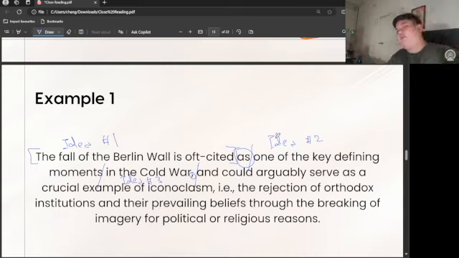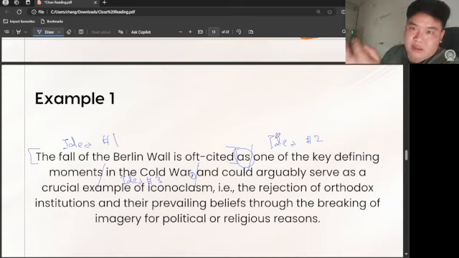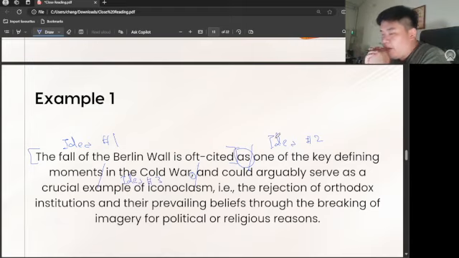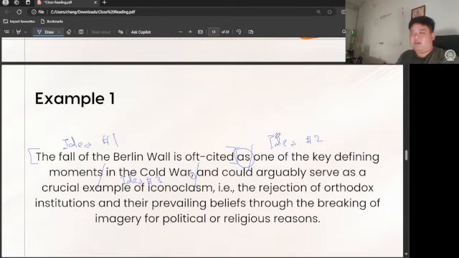So the Cold War obviously is an event that spanned half of the 20th century, with many events happening throughout the whole conflict itself. So that means that within the entire war of the Cold War, the fall of the Berlin Wall is one of the key moments. That's what this clause is suggesting. And could arguably serve as a crucial example.